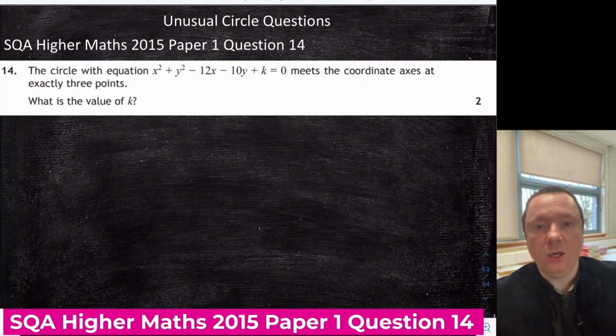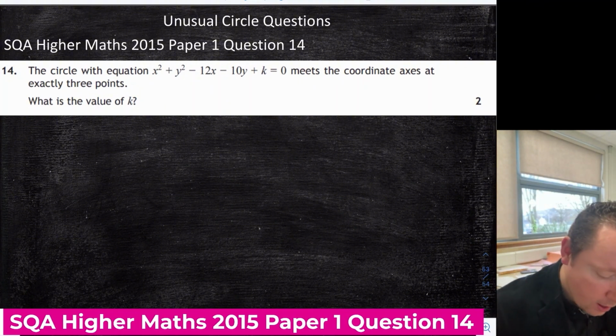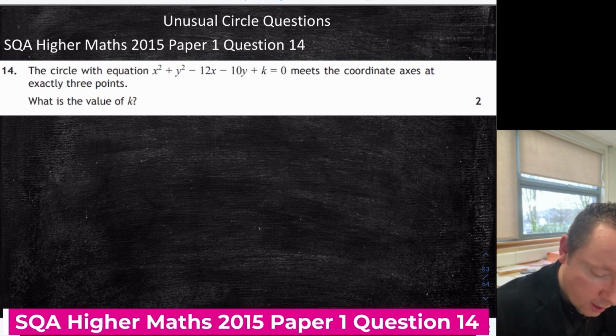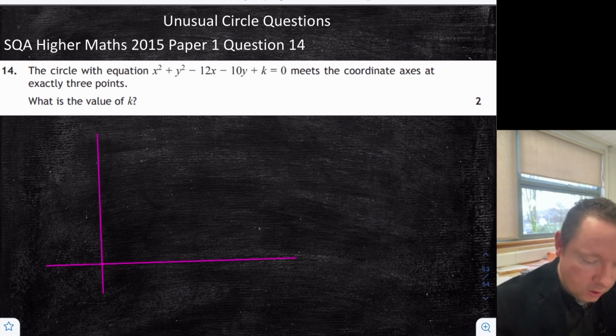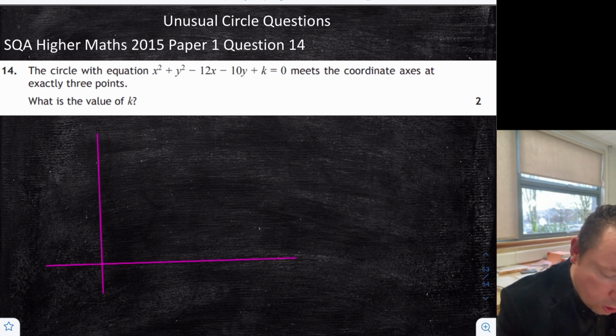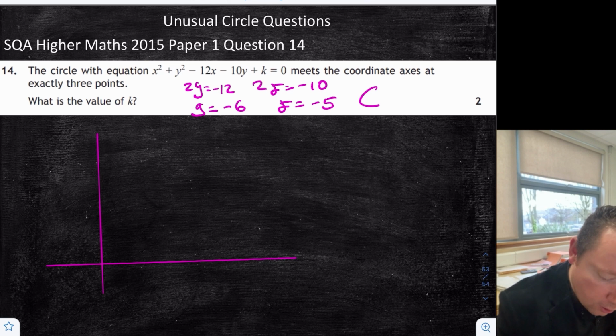Okay, some unusual circle questions. 2015 paper 1 question 14. A circle with this equation meets the coordinate axes at exactly 3 points. What is the value of k? So drawing a quick sketch of this, we've got 2g is minus 12 and 2f is minus 10. So g is equal to minus 6 and f is equal to minus 5. So our centre is equal to 6, 5.